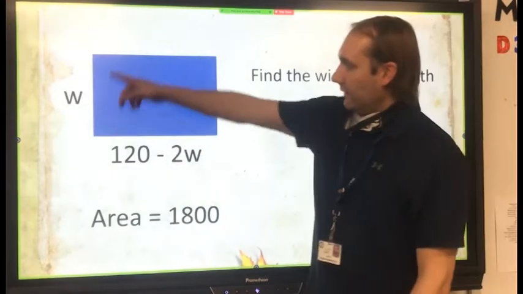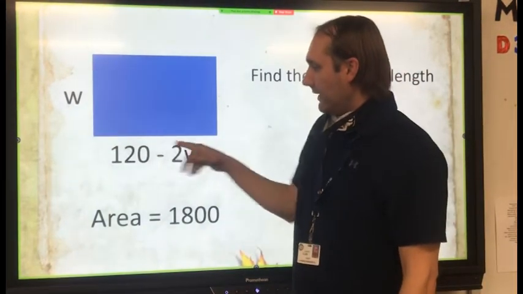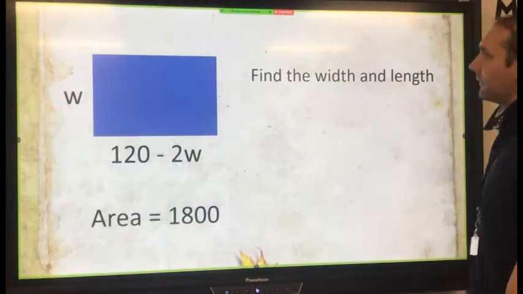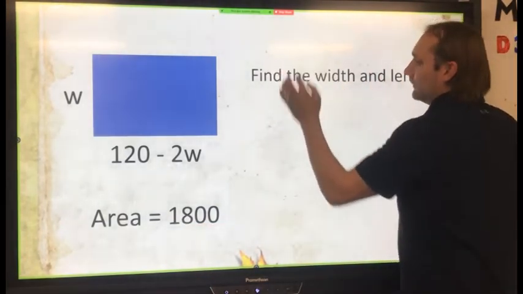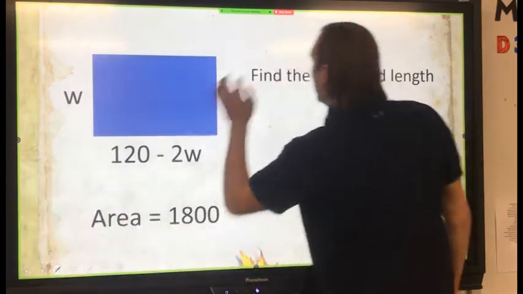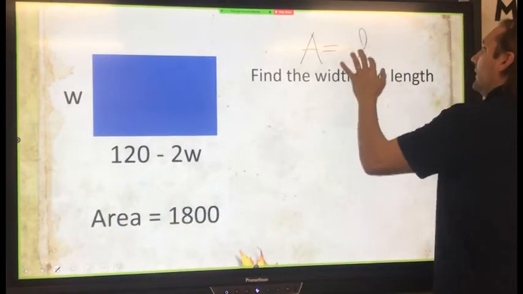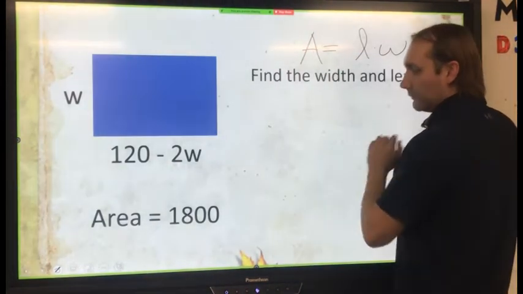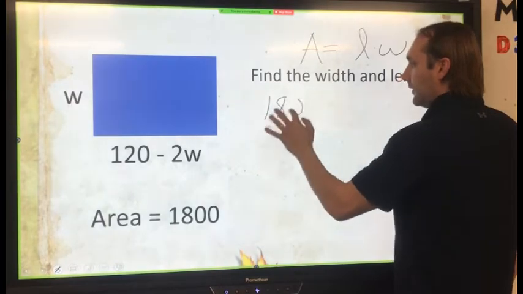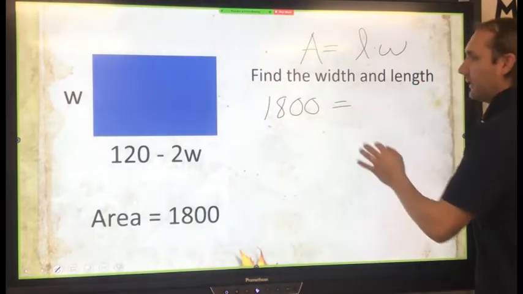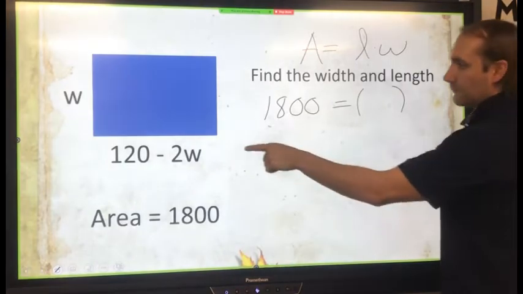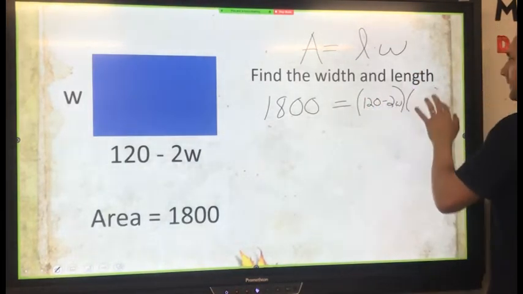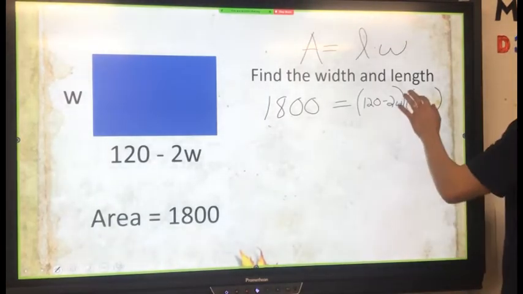So I have my width W, my length 120 minus 2W, and it gives me the area, 1800. If I know that the area equals length times width, then how should I set up this problem? A equals 1800. That equals, what is my length? 120 minus 2W times my width, W.